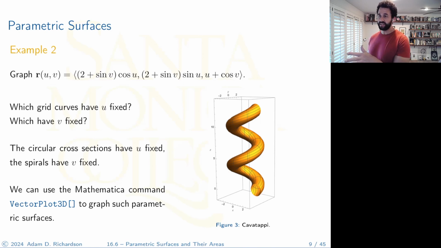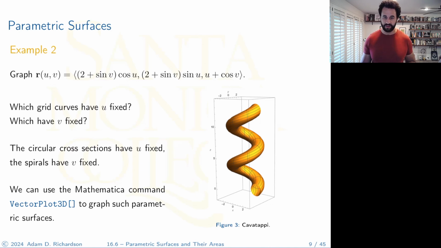Now we're going to look at this again in Mathematica for a minute, but this object has circular cross sections. If you were to chop the noodle, you'll get a circular cross section. And those are what you get when you fix the number u. So when u is fixed, in particular this, and this, you get a circular cross section. Now, if you fix V, so if you fix this and this and this, you get these spirals. I don't know if you can see it here. I'll show you in just a minute. You get these spirals right here, and those are the spirals you get when you fix the V variable.